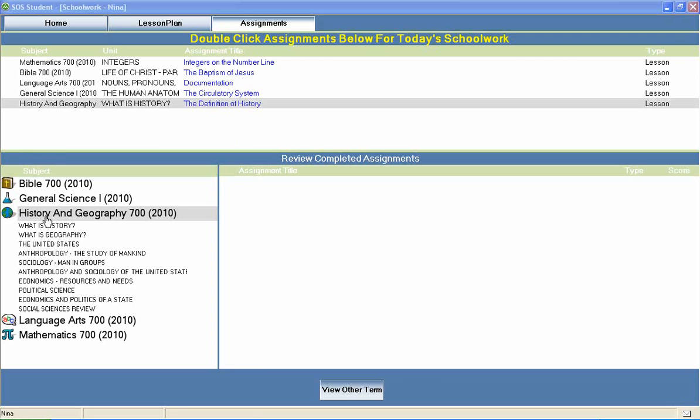In History and Geography 700, your students will study an overview of the social sciences, with units like What is History?, The United States, Sociology, Man in Groups, Economics, Resources and Needs, Economics and Politics of a State, and much more. Now let's take a look at a History and Geography 700 lesson to see how concepts like these are covered.